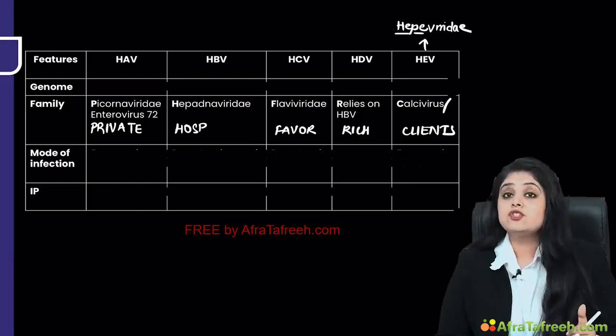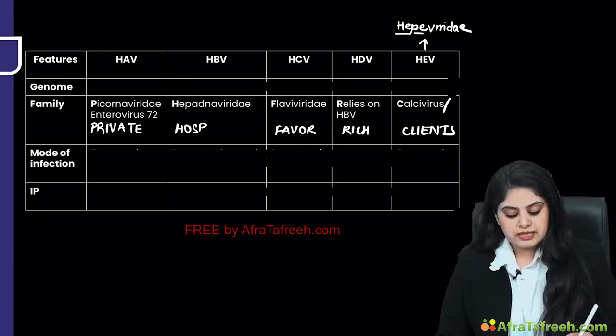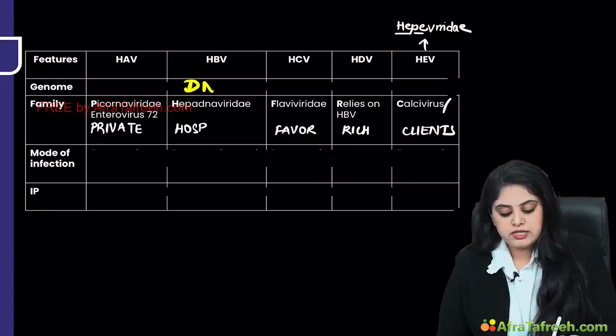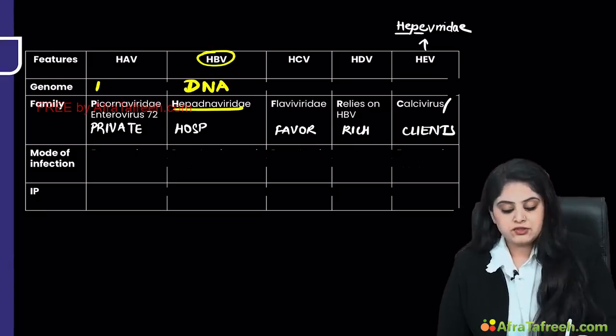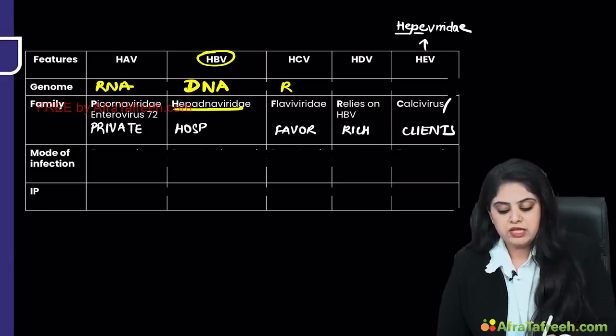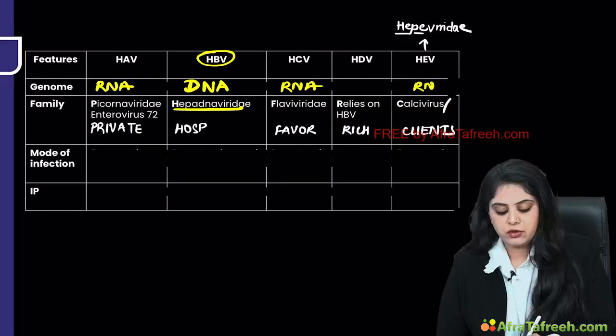Now let's talk about their genome. I think I've already told you that the only one belonging to the DNA members is the Hepadnaviridae, or hepatitis B. Rest all of them are going to belong to the RNA family. So that is settled for all of them.